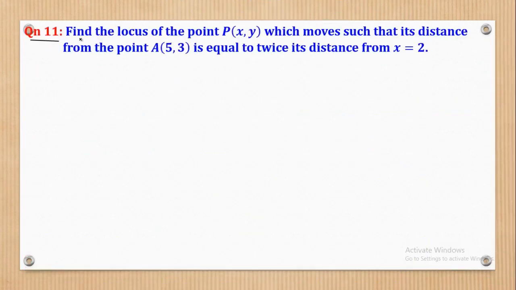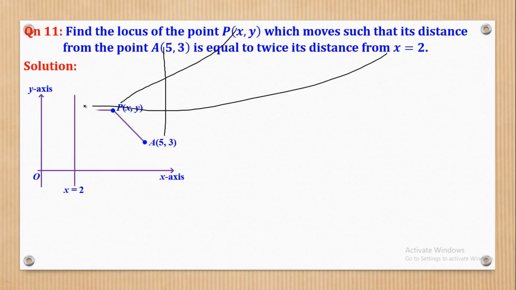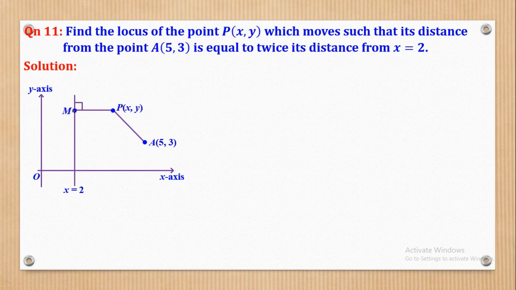Then question 11 says, find the locus of point P, which is (x, y), which moves such that its distance from the point A, which is (5, 3), is equal to twice its distance from the line x equal to 2. So still I'll need an illustration to easily get the calculation. I'll draw my axes, then put point A, which is (5, 3), and point P, which is (x, y), and join the two. Then also draw this fixed line, which is x equal to 2.